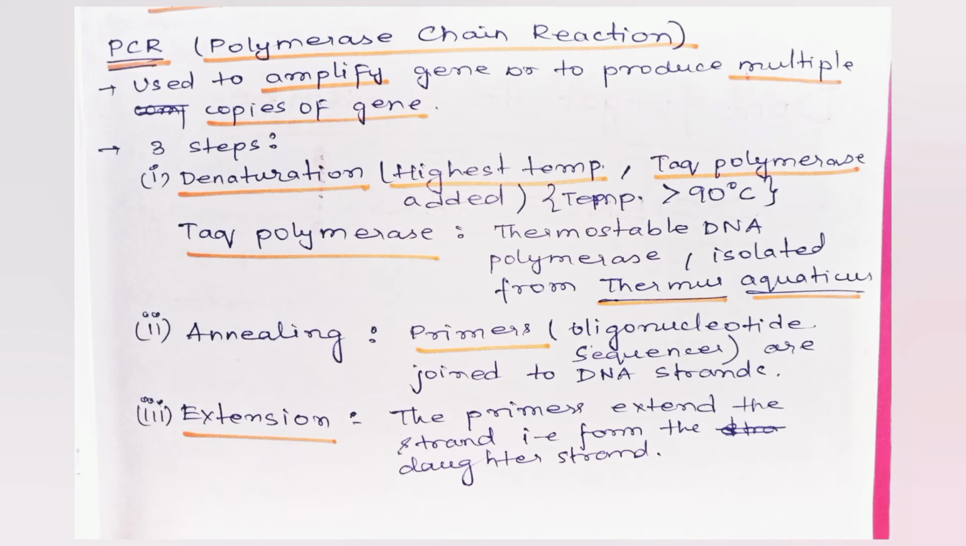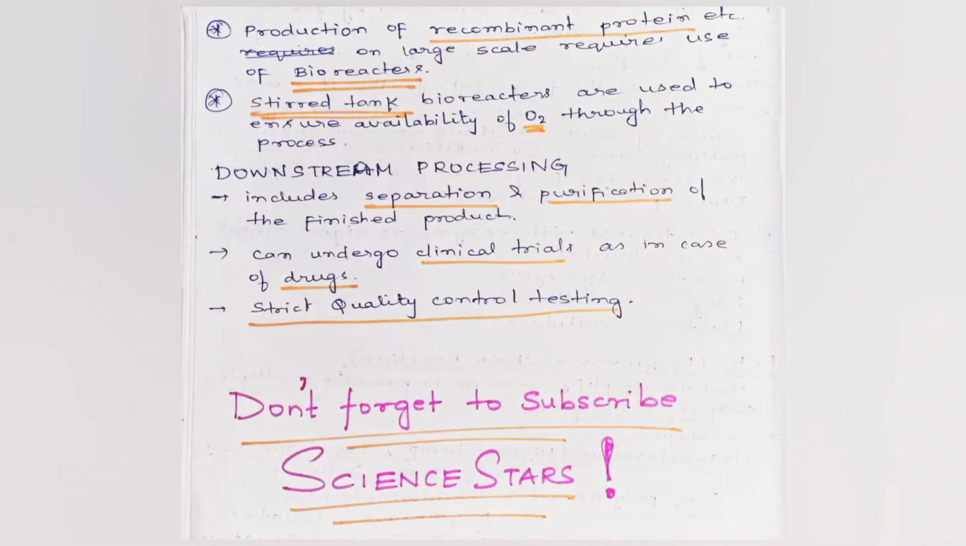PCR stands for polymerase chain reaction, which is used to amplify a segment of a gene or produce multiple copies of it. The process consists of 3 steps. Denaturation. In this step, the DNA strands are separated by high temperature and Taq polymerase is added. Taq polymerase is a thermostable DNA polymerase isolated from the bacterium Thermus aquaticus. It helps to carry out the process at very high temperature. The second step is annealing, in which 2 primers are joined to specific complementary DNA sequences. Third and the last step is extension, where the primers extend and form the complementary strands of DNA.